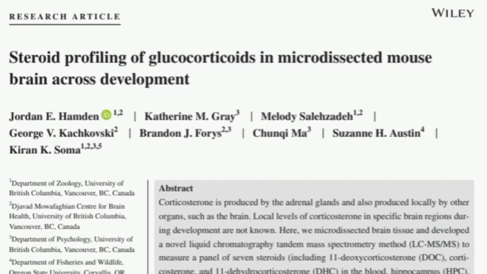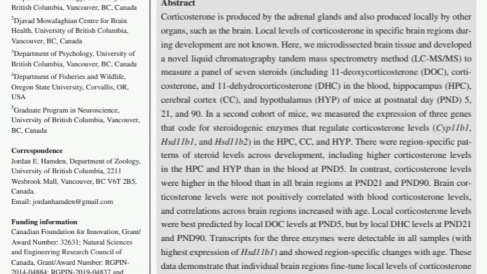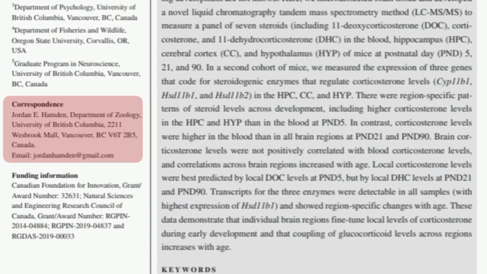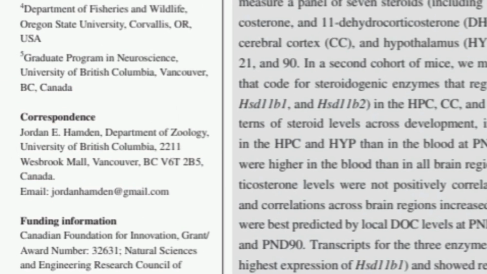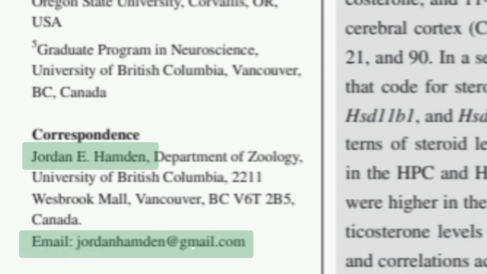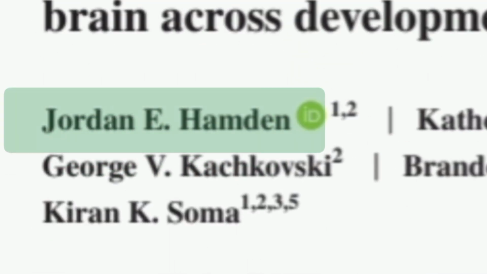On the first page of an article, you'll also find a section called Correspondence. This identifies the author responsible for communicating with the journal. Their email address is usually listed here. Sometimes, instead of a separate section, a small star symbol appears next to the corresponding author's name.